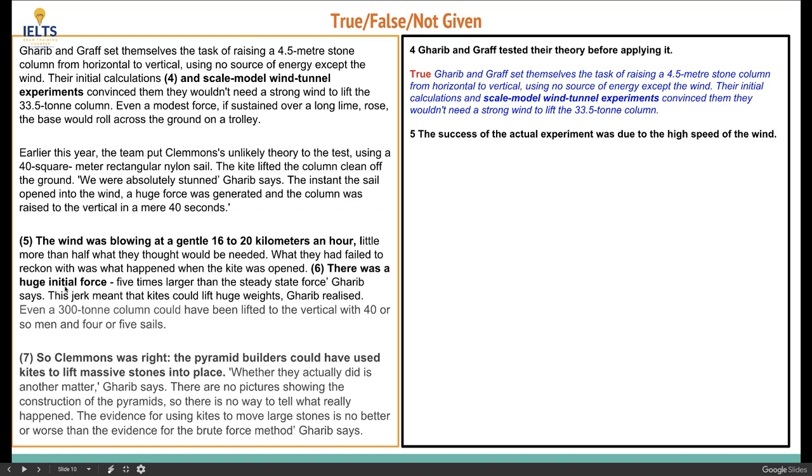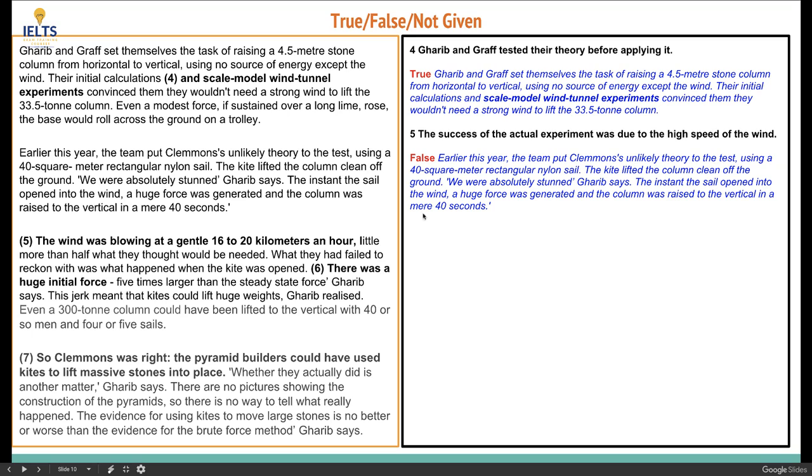Yes, there was a huge initial force when they opened the kite, but the question is, what was the speed of the wind? It was a gentle speed, and therefore the answer is false. It was not due to the high speed, because the evidence tells us the wind was slow or gentle.